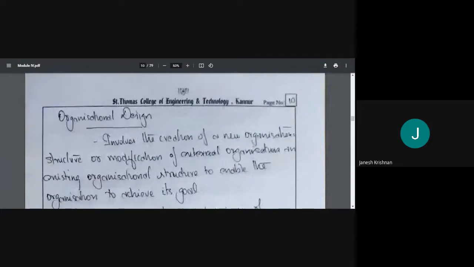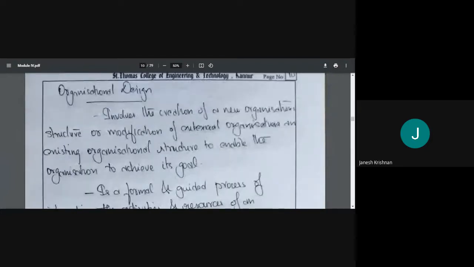Okay? Next is organization design. Design means it involves the creation of a new organization structure or modification of an existing organization structure to enable the organization to achieve its goal. Okay? So design means, as the term itself says, we are designing, we are creating a new structure or maybe modifying an existing structure. Okay?